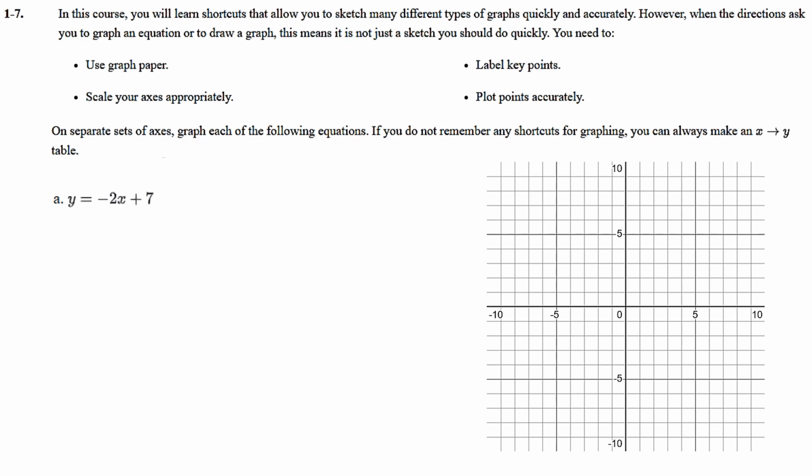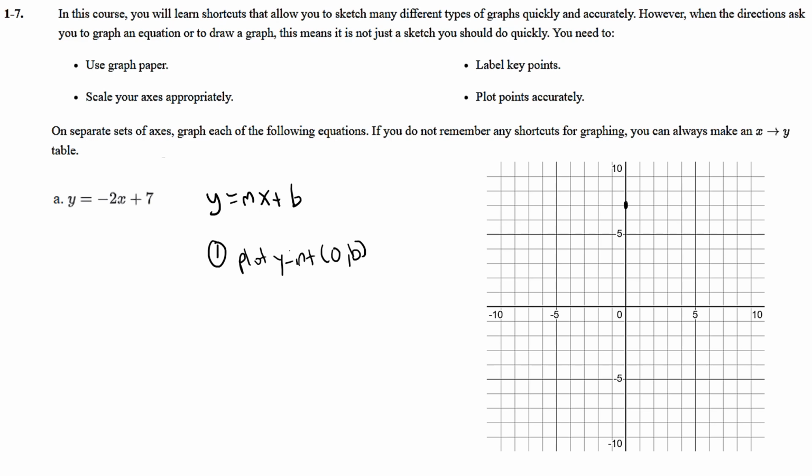So on a separate set of axes, graph each of these equations, meaning that each graph has been done on a separate graph plane, not the same one. And if you do not remember any shortcuts for graphing these, you can always make a table. So this is a line. From Algebra 1 and geometry, you should know this is a line. It's in slope-intercept form, mx plus b. So to graph something in slope-intercept form, we're going to first plot the y-intercept, which is (0, b). In this case, b is 7, so we're going to plot a point at (0, 7).